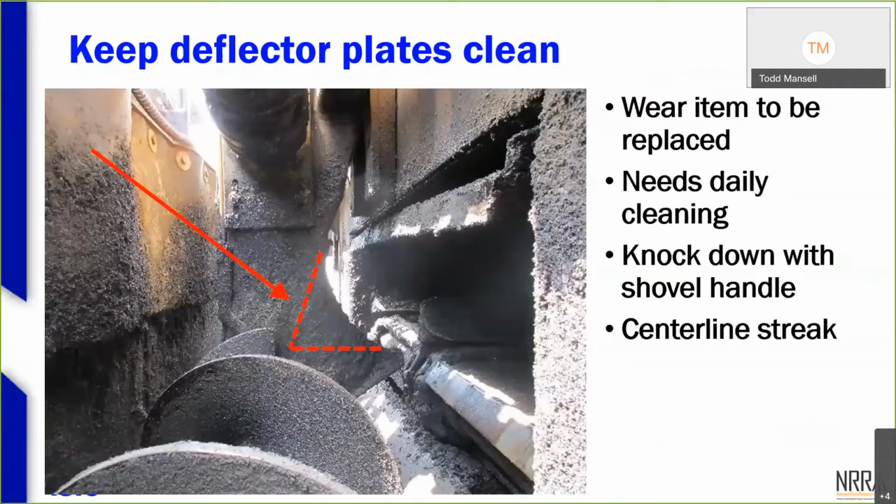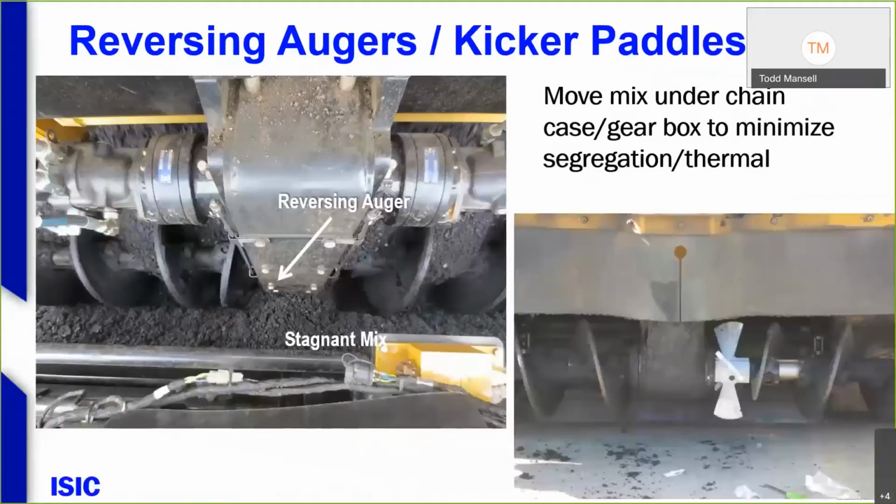But the whole idea of that deflector plate, again, is one of the, not a new technology, but on existing paving machines to help minimize or even eliminate that material segregation and thermal segregation on the center line. So you got to make sure that, number one, it's there, it's clean. So sometimes you got to knock that material off of there with a shovel handle or something, maybe every half an hour during paving, just depends. But if you see that stripe showing up on your thermal, there's a good place to look.